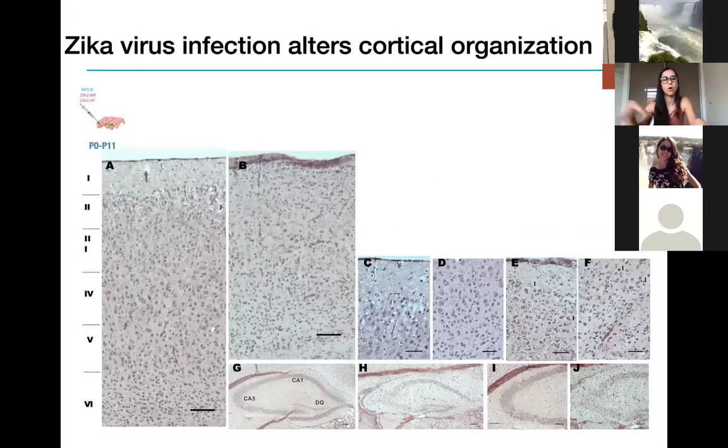Interestingly, if she performs a later infection, she can see a much different scenario. Here, infecting at P0 and leaving 11 days, you can see there is a reduction in the cortical wall. Again, this is a coronal section. There is a disorganization of the cells, of the layers, as depicted here. Here is the mock, and this is the Zika. Sorry, I didn't label it here, this comparison is mock versus Zika. Here, as you can see, she also saw a disorganization in the hippocampus, mainly in CA3, but also in other areas like the dentate gyrus.